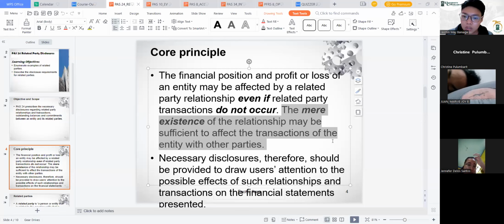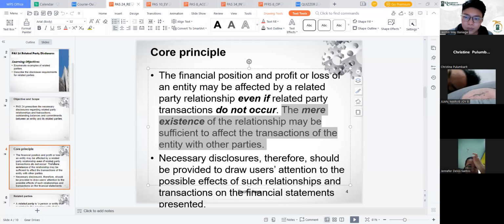When it comes to disclosures, either, number one, nasa face ng financial statements yon. Ibig sabihin nun, if it is in the face of the financial statements, there's an equivalent amount or value sa financial position, balance sheet, or statement of comprehensive income in the income statement. Nevertheless, if there is no value, usually, pangalawa, notes to financial statements, disclosure lang siya. So, doon lang siya nag-fall lagi.